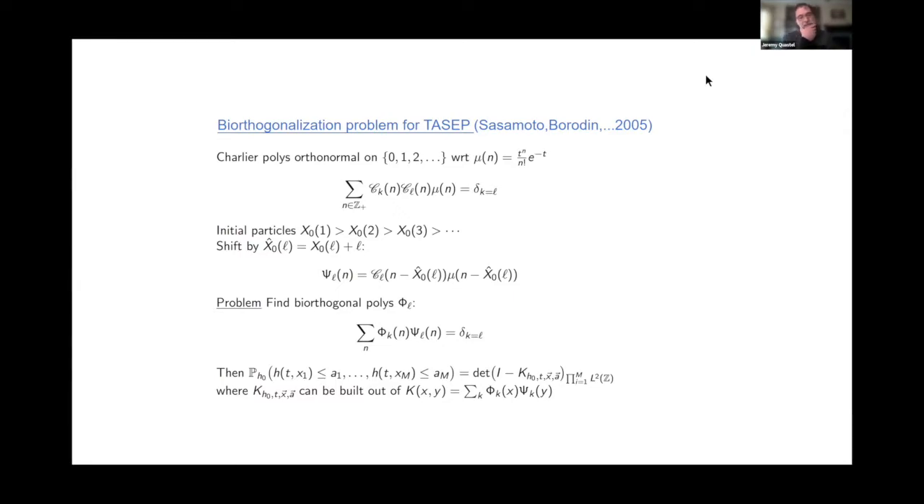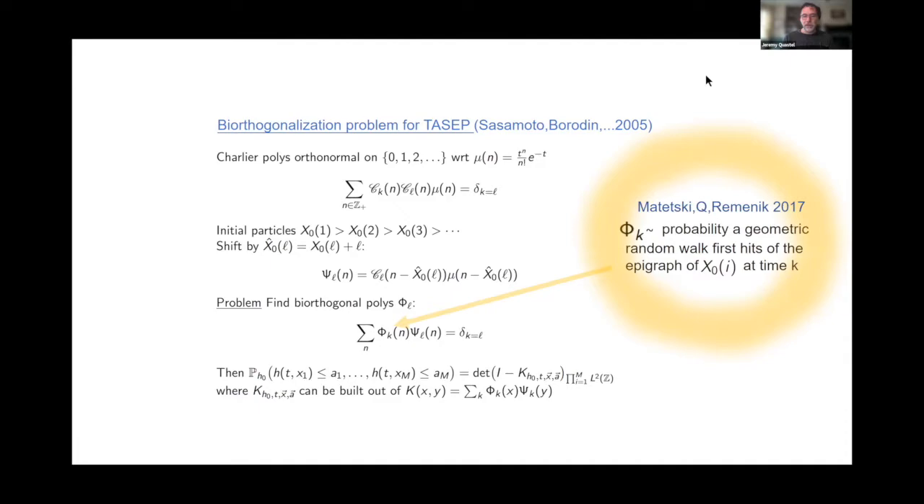Otherwise, if you're just given some other x's, it's kind of a hard problem, which one was able to guess the answer to in the flat case, the flat case being particle, no particle, particle, no particle, particle, no particle in a box. That's the only other case which one can solve. In fact, it was already a very difficult known open problem to solve particle, particle, hole, hole, particle, particle, hole, hole. So the amazing thing is that there's just a solution to this problem. The phi k's are nothing but the probability that a geometric random walk first hits the epigraph. Epigraph just means the region above a graph, at time k.